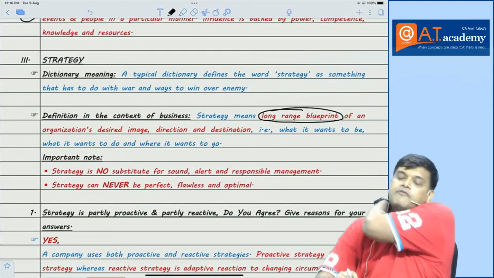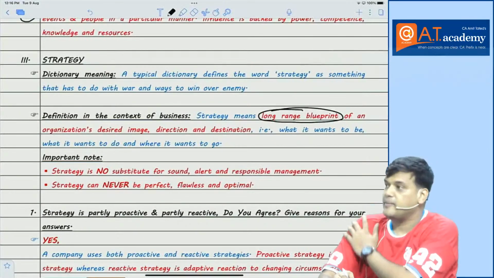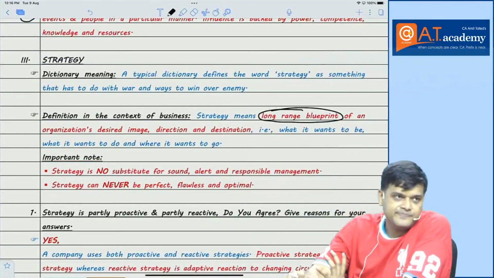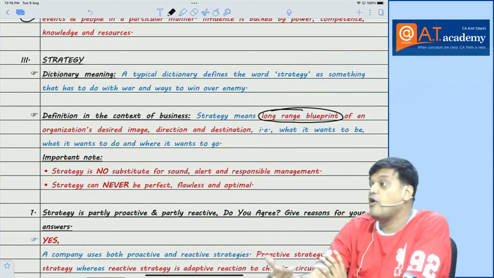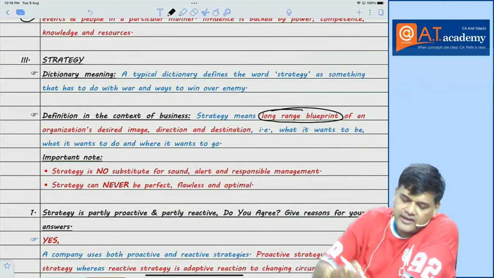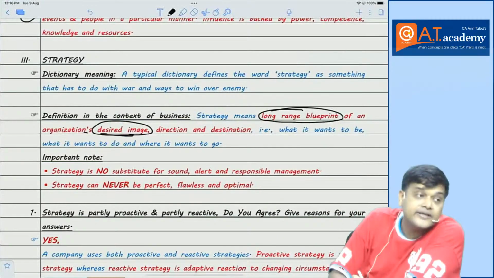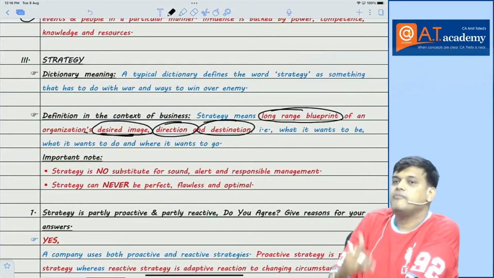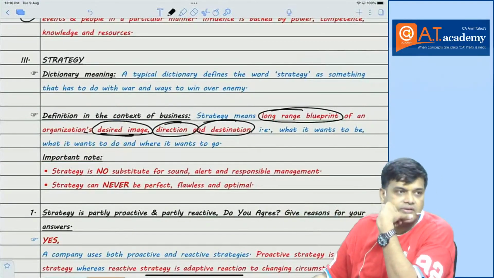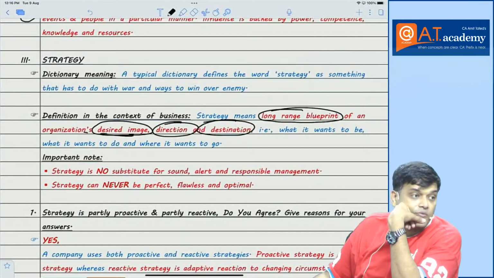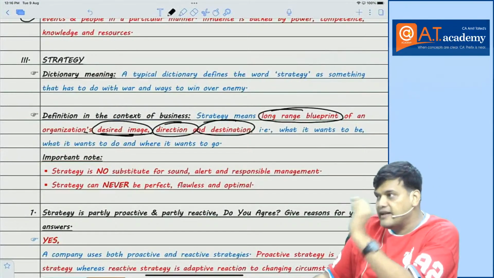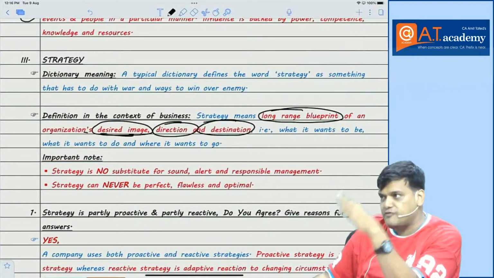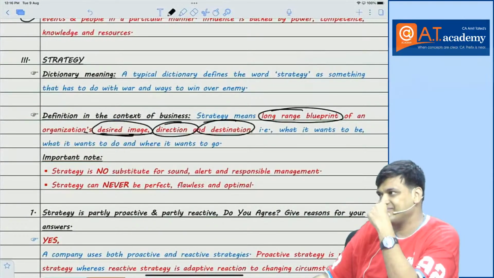This will be a common word in vision also. Long range blueprint, but after long range blueprint something different comes here and something different comes there. Remember, here it is strategy. It says desired image, direction and destination. Three words. What should be my image? What should be my destination? What should be my direction? That is called strategy. I am planning for a long term, for my image, for my direction, for my destination.